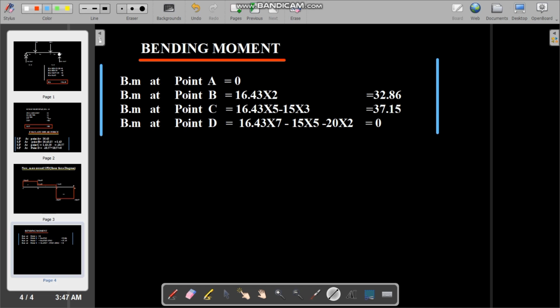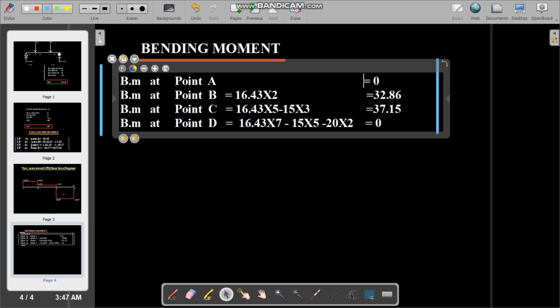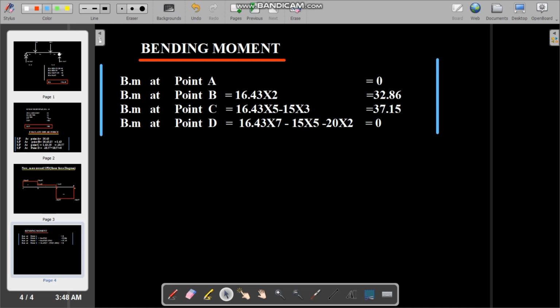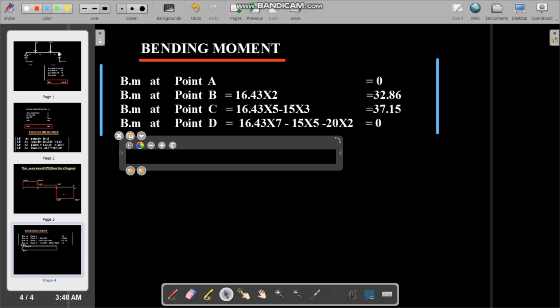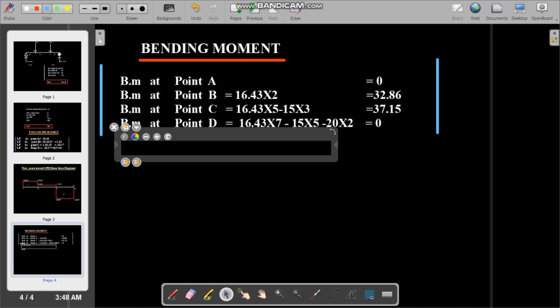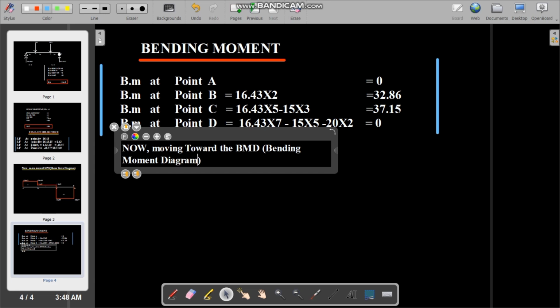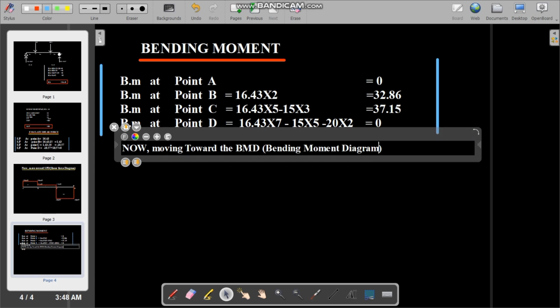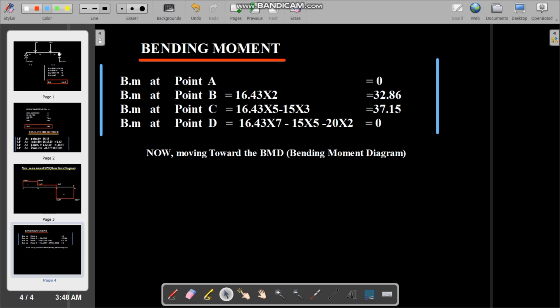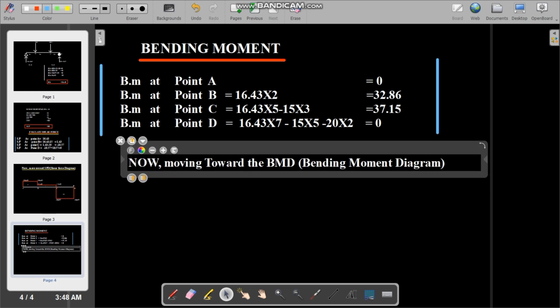So that is the bending moment diagram. Bending moment values, we just write them down. Hope you can understand here easily. If you still have any question, just write it in the comment section. I will answer it accordingly. So we are moving towards its BMD, bending moment diagram. I just write down its title and draw its lines, and then we will draw the BMD diagram.